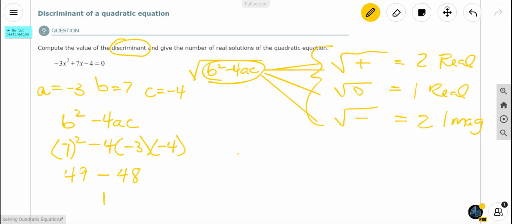So you are going to get two real solutions, because that is a positive value. Notice it says give the number of real solutions. That probably means you have a choice of 2 real, 1 real, and 0 real, which is when it's imaginary.